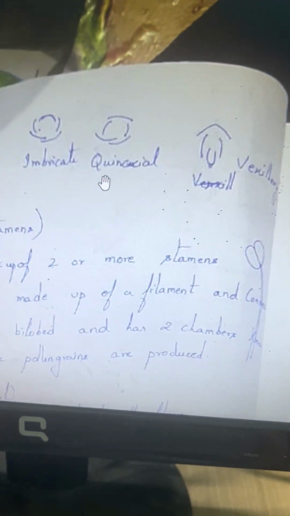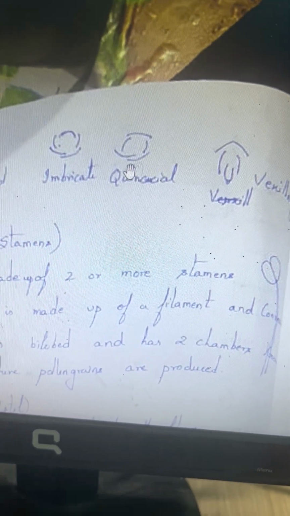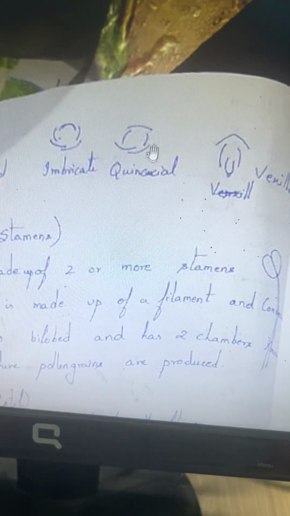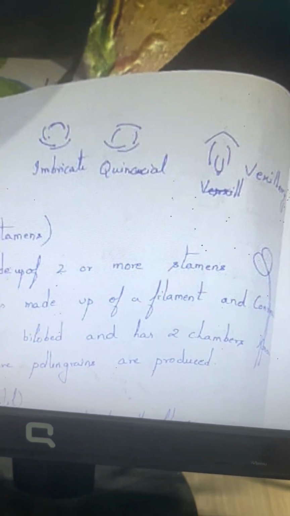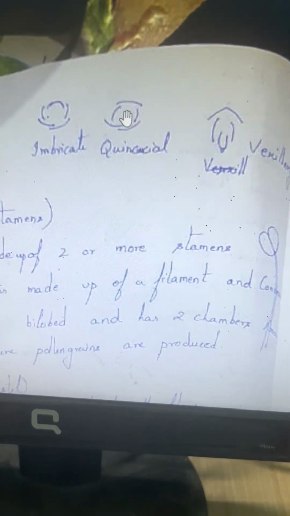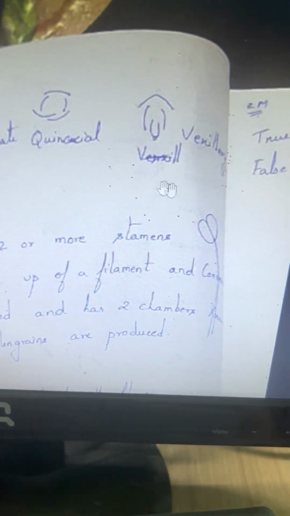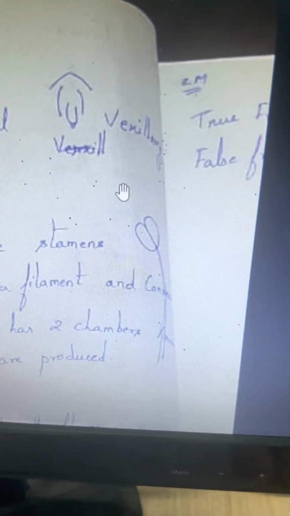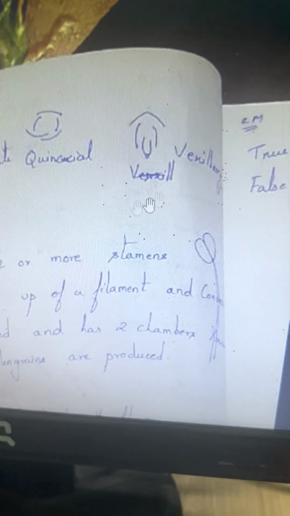In quinquecial, we have two petals arranged outside and the remaining are twisted, like we have seen in twisted. Same like that, in quinquecial we have only two petals outside and the remaining are inside. Just mention the names of the types. And the last one is the vexillary, which is mainly seen in the datura leaf.